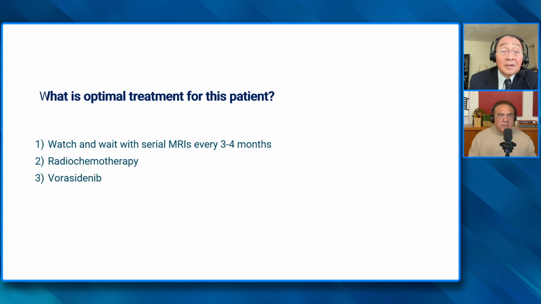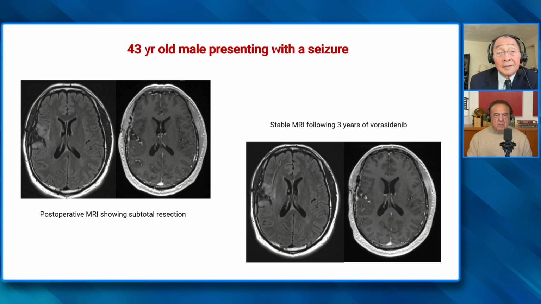So the options are that you can watch and wait, and before the availability of vorasidenib, a number of these patients would be observed with serial scans. Because there is residual tumor in the previous high risk, low risk group, many patients would be offered radiochemotherapy. But now this is an exact indication for vorasidenib, and so this patient went on vorasidenib. This scan on the left is the postoperative scan, and the scan on the right is the scan 3 years later on vorasidenib, showing stable disease.